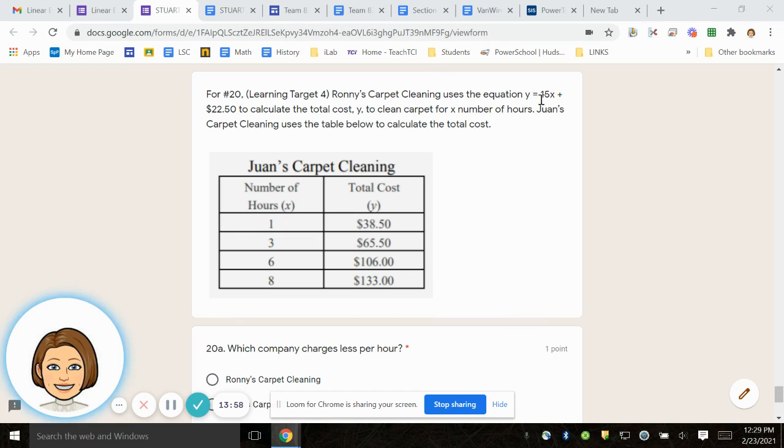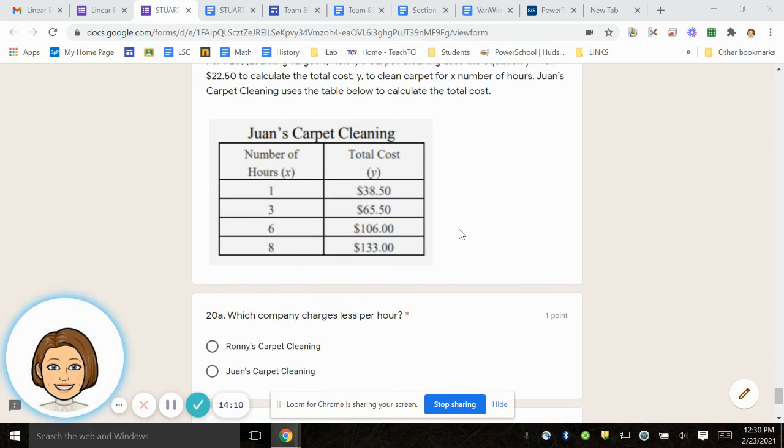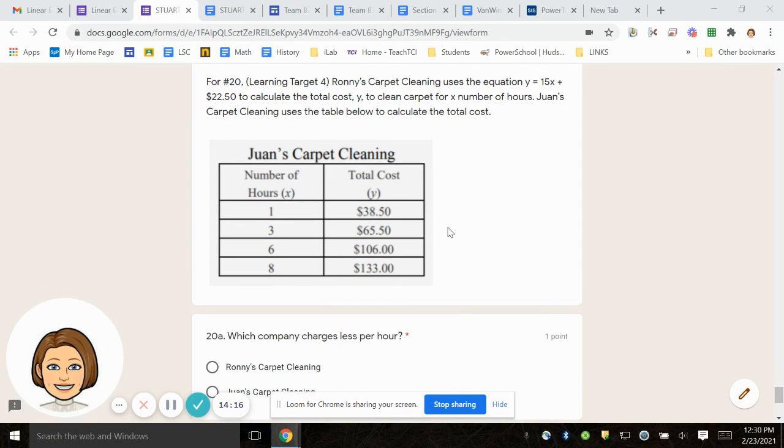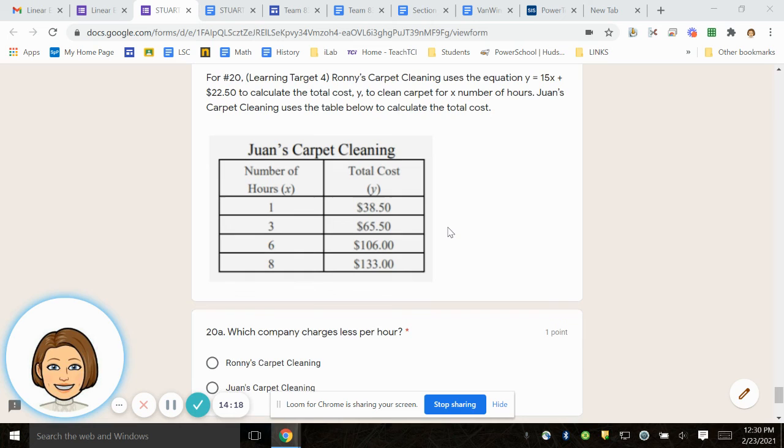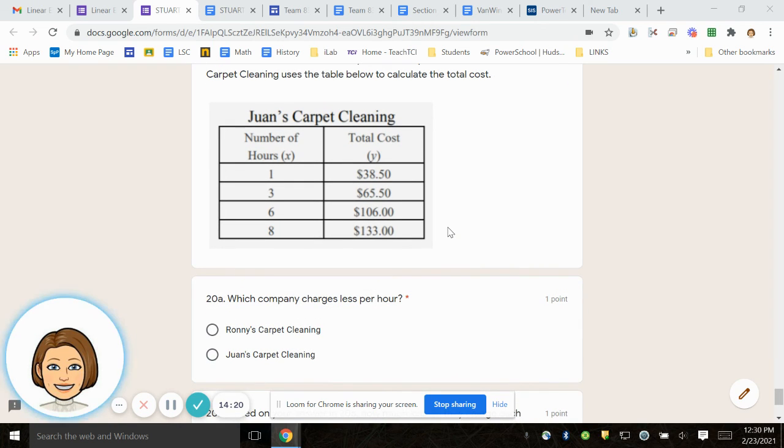So Ronnie's, how much are they charging per hour? And then you need to figure out how much Juan is charging per hour. The question in 20A is which company charges less? So who is cheaper? 20A is asking you for who is a cheaper carpet cleaning company. Is it Ronnie's Carpet Cleaning or is it Juan's Carpet Cleaning?